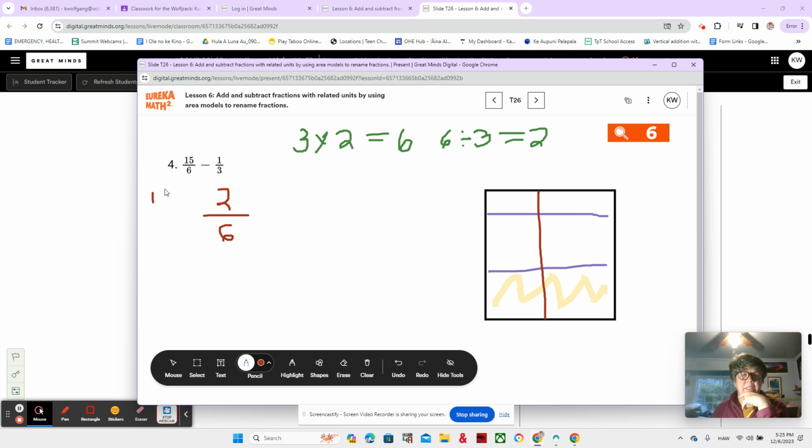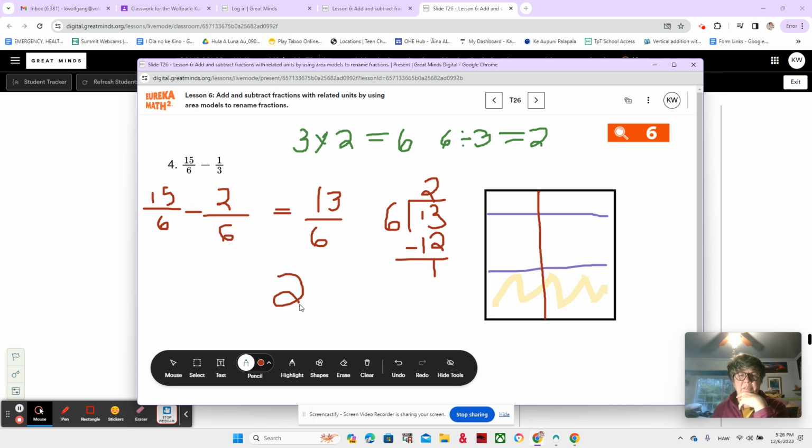Now I have like denominators, and 15 minus 2 is 13/6. Okay, drop the top one inside the house. 13 divided by 6. 6 times 2 is 12. Subtract, I have 1 left over. My answer is 2 and 1/6. All right, make sure you have that written down. I'll expect to see that for your notes. If I went too fast, just stop me and fix it up right now.